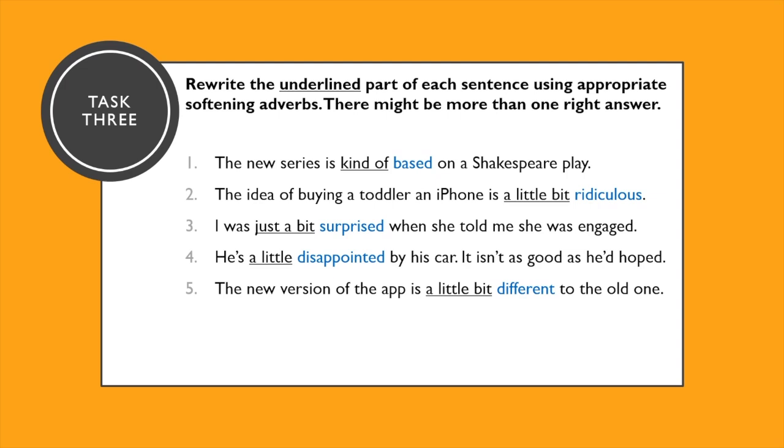Time for another task. In this activity, rewrite the underlined part of each sentence using appropriate softening adverbs. Now, there might well be more than one right answer, so just write down the one that you think sounds like a good collocation. Press pause on the video and play again when you're ready to review.